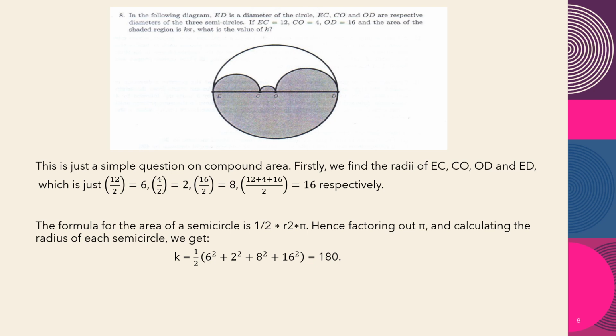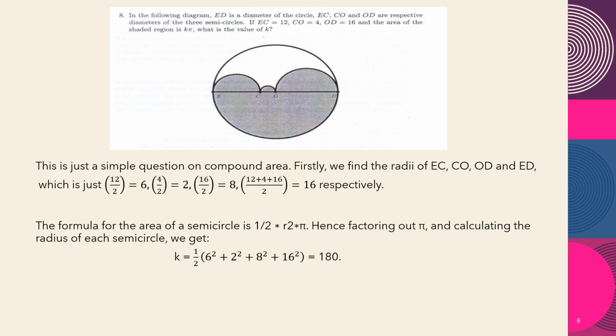Usually if you want to find out area, we work with the radius. So to find the radii of EC, CO, OD, and ED, we can just divide each by 2. EC, 12 divided by 2 equals 6, 4 divided by 2 equals 2, 16 divided by 2 equals 8, and 12 plus 4 plus 16 over 2, which is 32 over 2, equals 16 respectively. So EC equals 6, CO equals 2, OD equals 8, and ED equals 16.